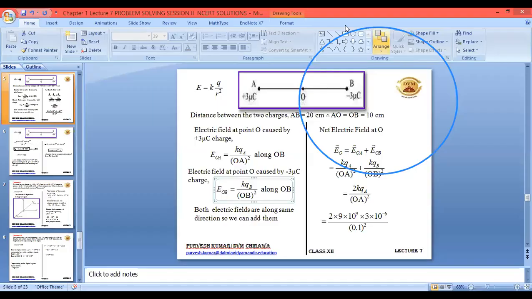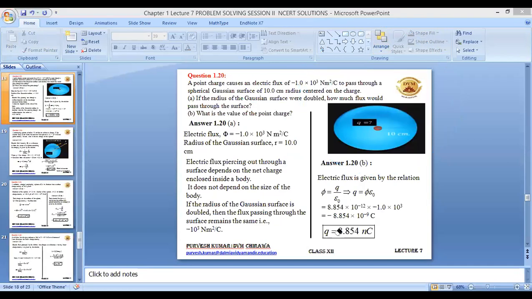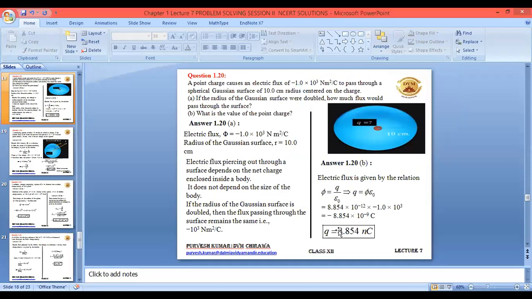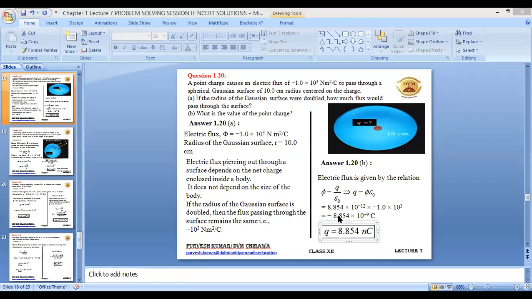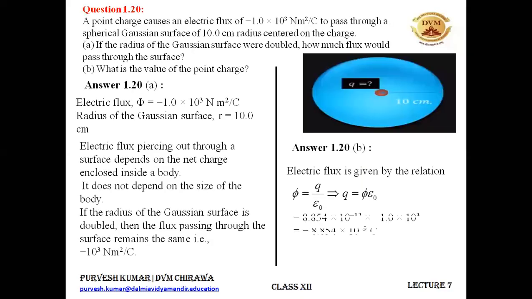Okay. Please put a minus. Let me put a minus over here. Now it is clear. So Q is equal to minus 8.854 nanocoulomb. All right. Just multiply phi with the epsilon naught. Phi is given to you, that is 10 to the power 3 with a negative sign. I hope this question is very much clear.